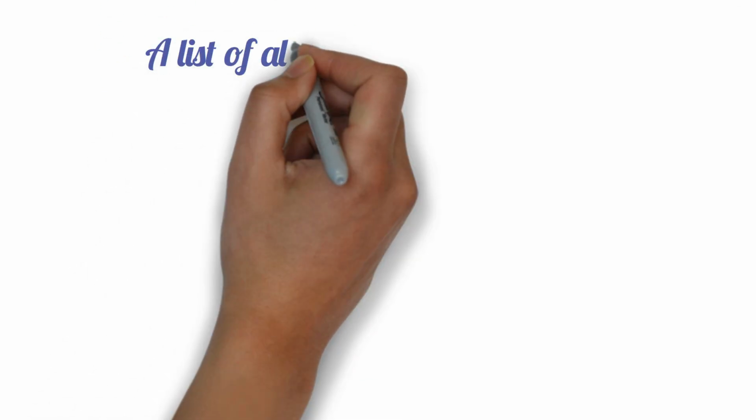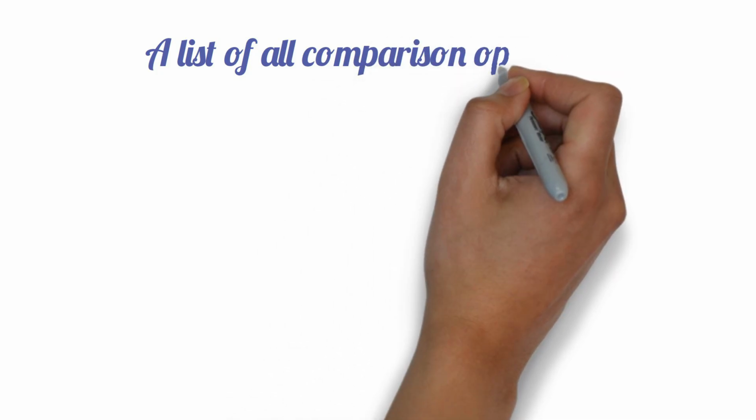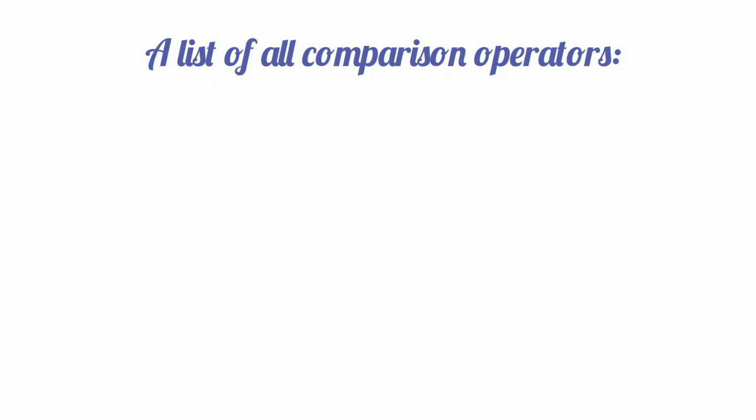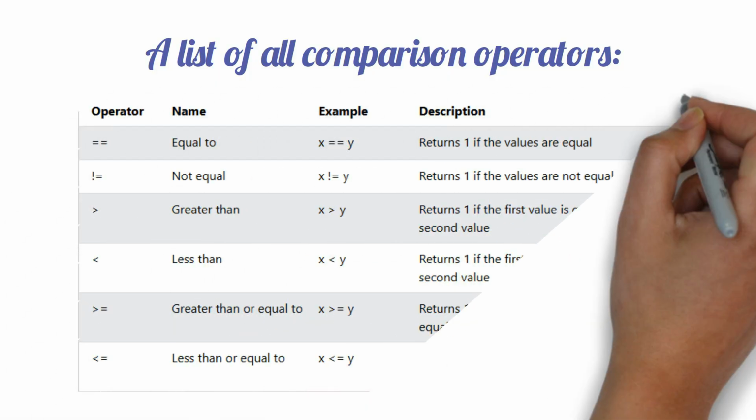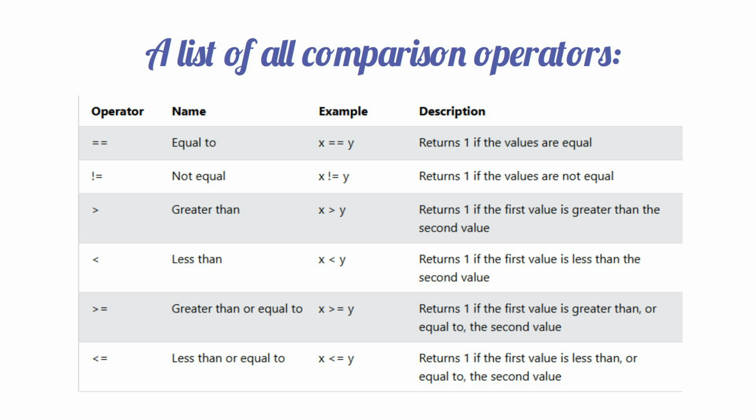In this table, you can see the list of all comparison operators. If you want, you can take a screenshot of it. An example I want to show you is x equal to y. If the value of x is equal to y, it will return 1, that is, true. The next operator is not equal to. If the value of x is not equal to y, this will return true, that is 1. If x is greater than y, as we have seen in the previous code, that will return 1. If x is less than y, this will return 1 if the value of x is less than y.